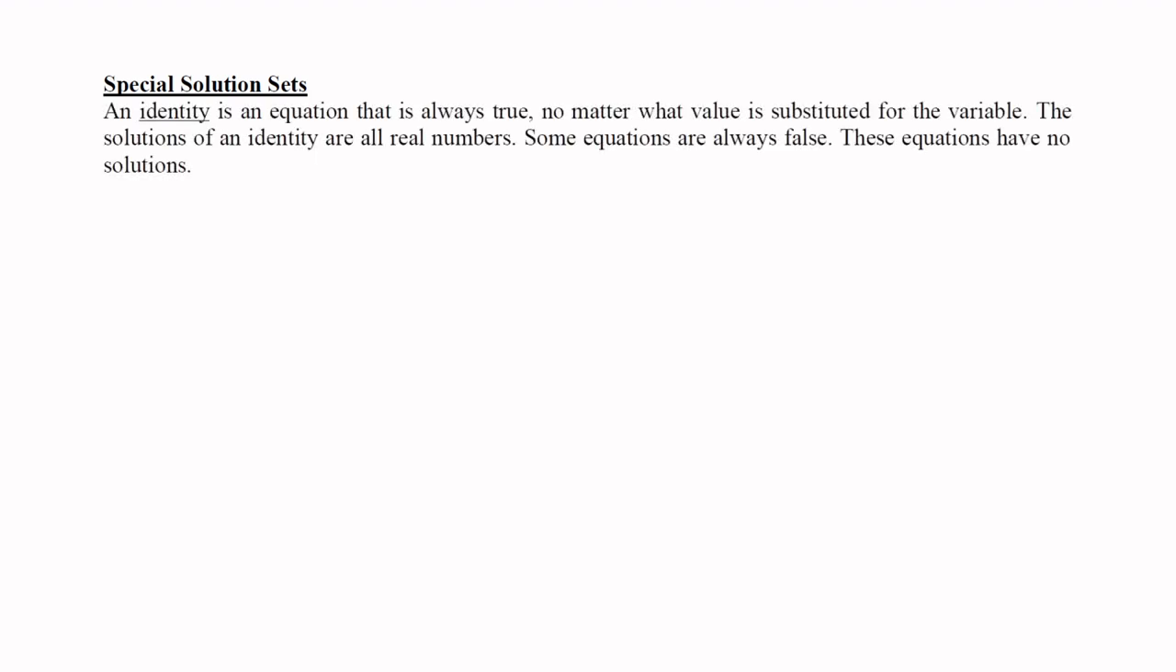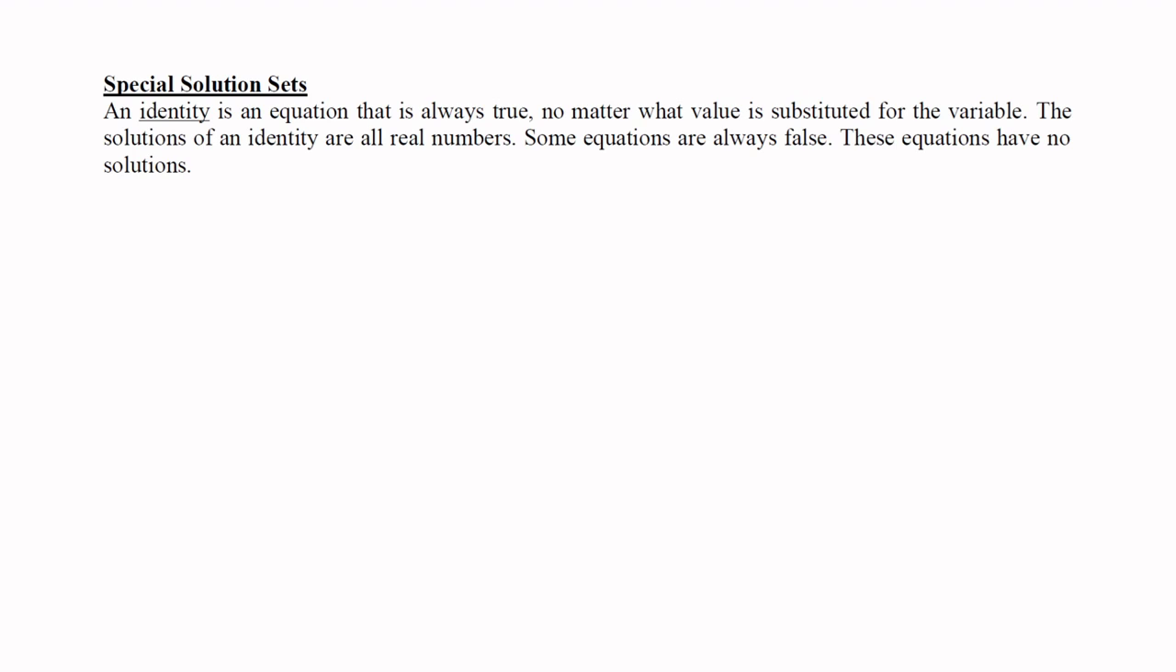So far, all the equations we've solved have had some solution for the variable. But what happens if the variables go away? Well, that gives us what's called special solution sets. And to understand special solution sets, we need to first talk about identities.